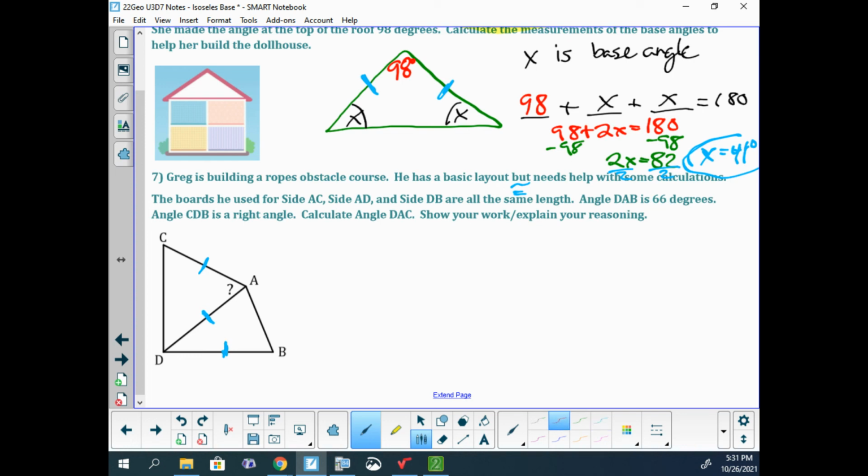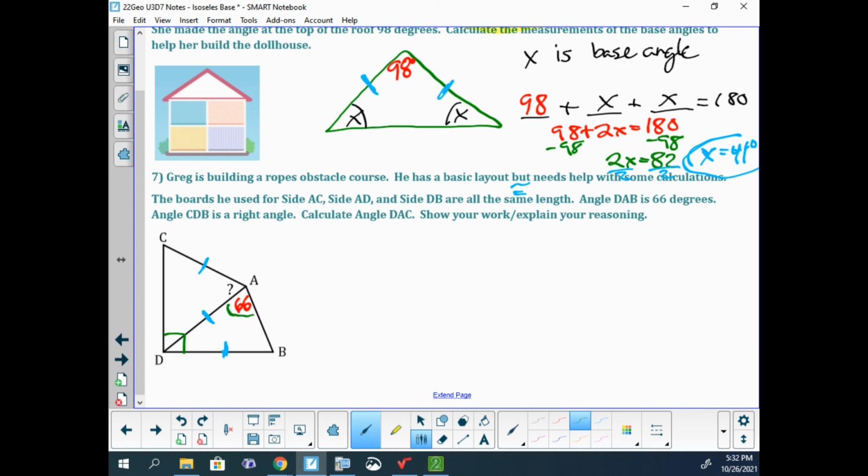Angle DAB is 66. DAB, watch my mouse pointer, DAB. Oh, sorry, that's DAC. My bad. DAB is 66. Angle CDB is a right angle. Calculate angle DAC. Well, somehow we got to get to that question mark. That's DAC. We do have an isosceles triangle here in the bottom, which means that the base angles are congruent.